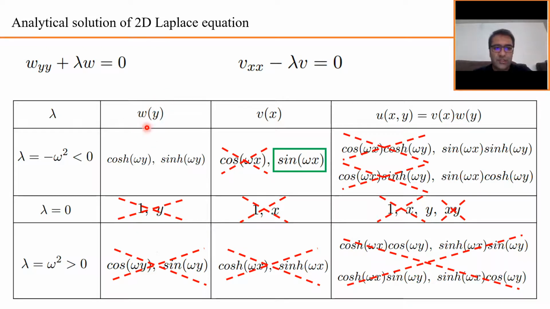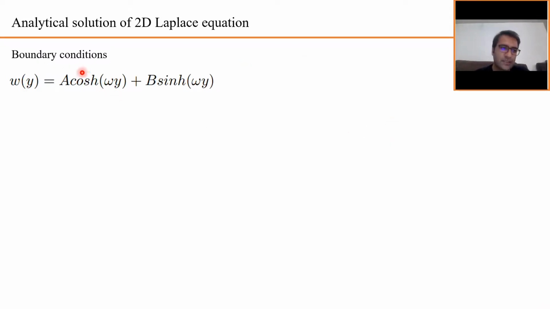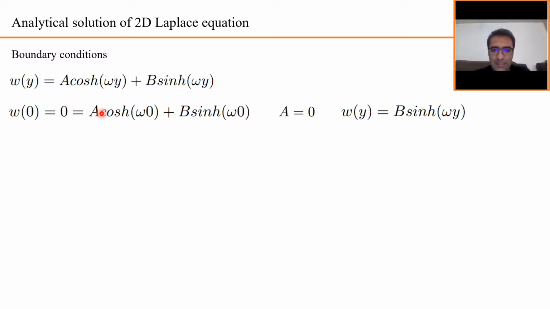Let's apply the boundary condition for wy, and since wy cannot be of linear form, this solution, this y, cannot be acceptable for u. If we apply the boundary condition for wy, which we understand should have the form of cosine hyperbolic and sine hyperbolic, then at 0, when y is 0 at the lower boundary, we defined that the value of the function should be 0. So again, this is not 0. In order to satisfy this condition, a should be 0. And when a is 0, we have just wy equal to b sine hyperbolic omega y.